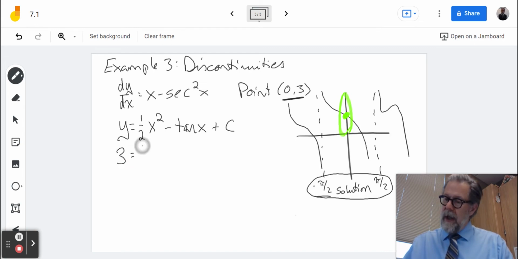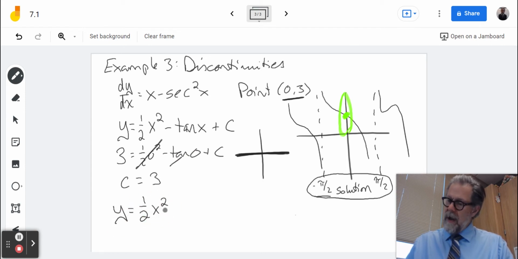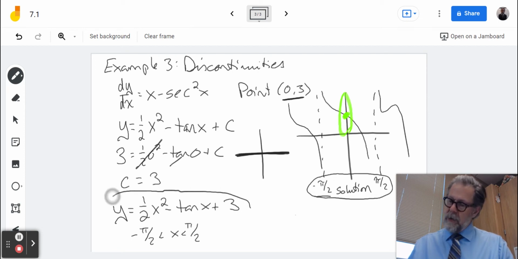So very quickly, 3 equals 1/2 of 0 squared minus tangent of 0 plus c. 0 squared is 0. Tangent of 0, remember, the tangent of a 0 degree angle is the slope of a horizontal line, that's also 0. C is equal to 3, which means that the function is y equals 1/2 x squared minus tangent x plus 3 for -pi/2 less than x less than pi/2.